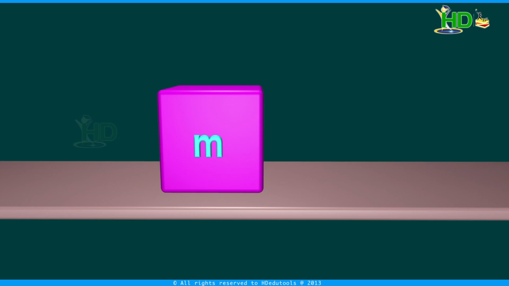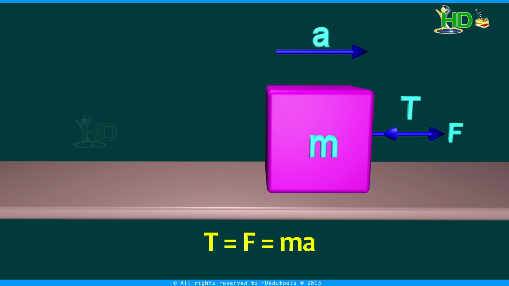Now we consider a massless string connected to a block of mass m and pulled horizontally as shown in figure. To pull this mass, I applied a force F at this position. When a force F is applied at this end, automatically the reactional force tension develops in the string. This is opposite to the applied force and this is along this direction. In this case, the tension developed in the string is nothing but T equal to F, which is nothing but m into a when the mass is moving with acceleration a.